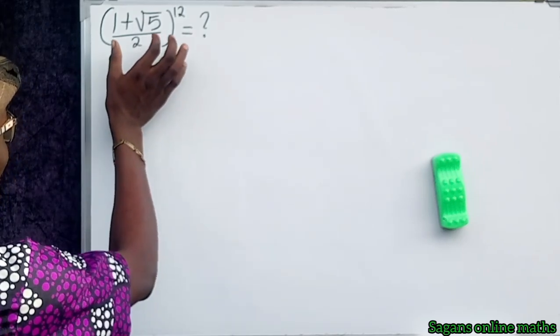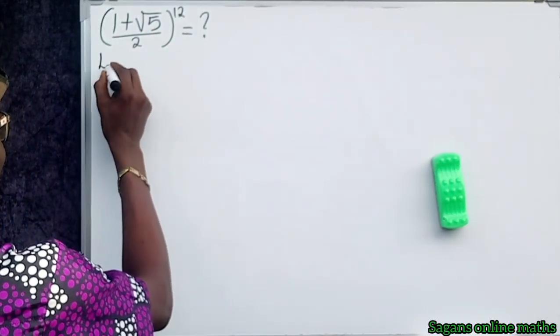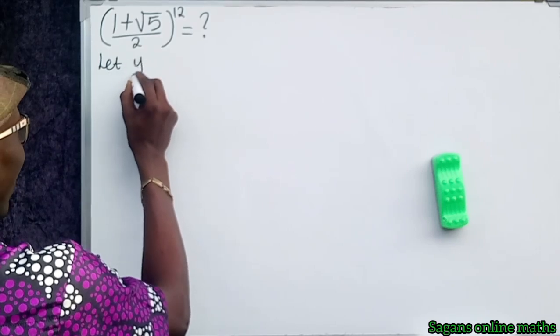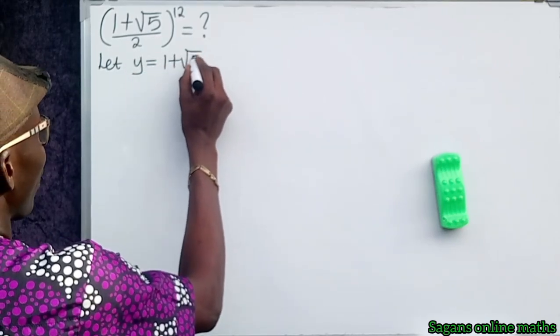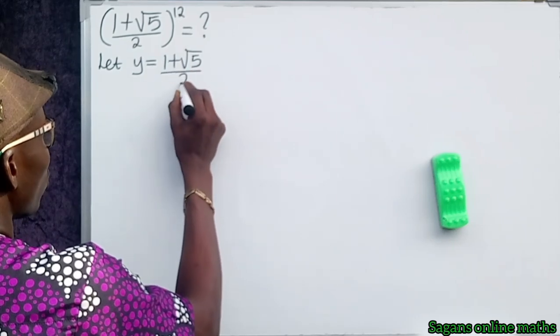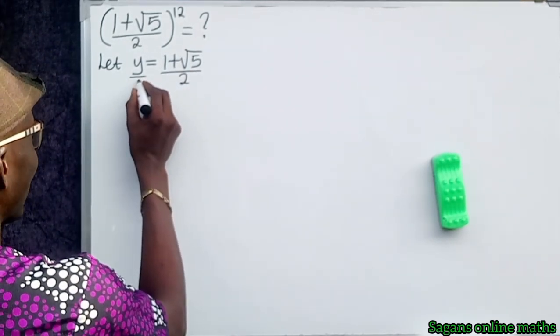You can let what is inside the parenthesis represent any variable. So I'm not wrong if I say let y equal (1 + √5)/2. We all know that the denominator of this y here is 1, right?